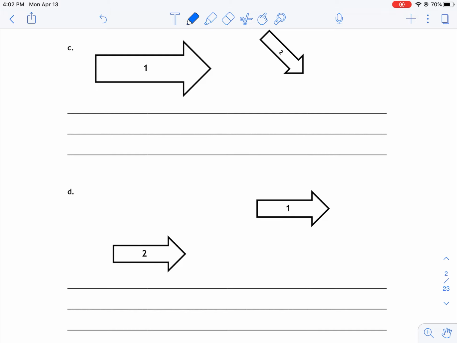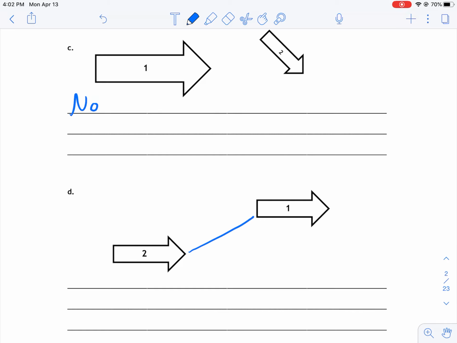Okay, so on problem C, I hope that you were able to answer that one no, because if you notice, the arrow on figure 2 is much smaller and is not pointing in the same direction as the arrow on figure 1. So that is definitely not a translation. In fact, multiple transformations were used on that one.